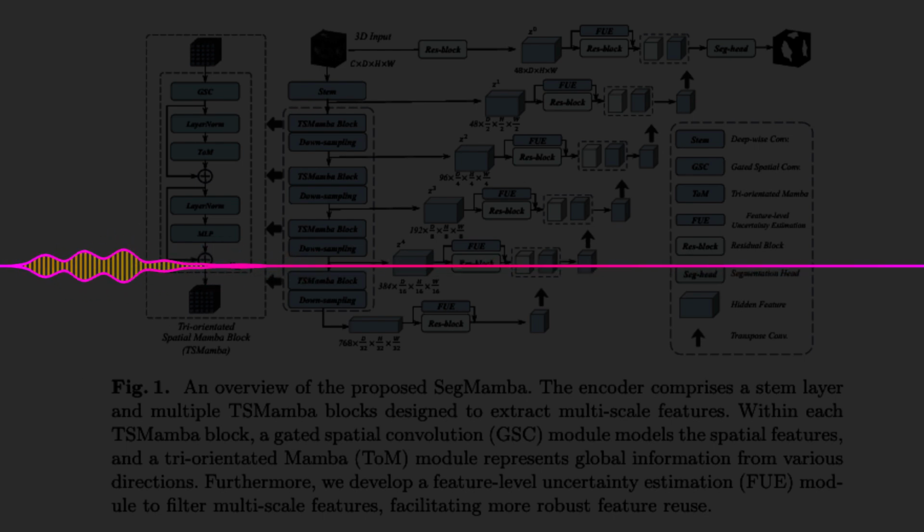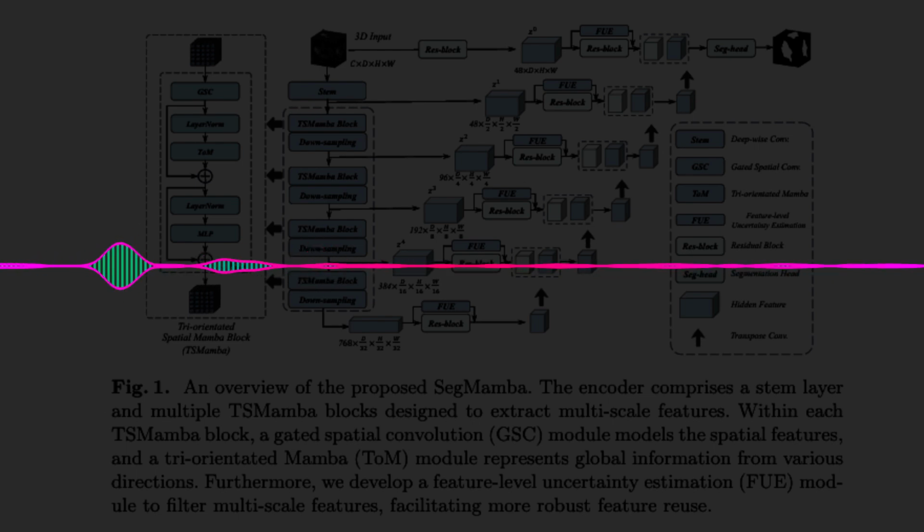And one more piece mentioned is the feature level uncertainty estimation, FUE. Sounds interesting. It is. The idea is as the network extracts features at different stages, some features might be more reliable or certain than others. Maybe the network is very sure about a large background region, but less sure about a tiny, ambiguous boundary.